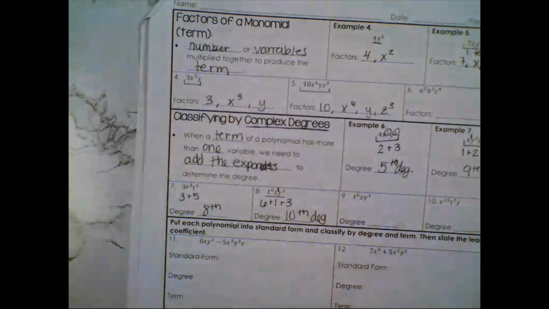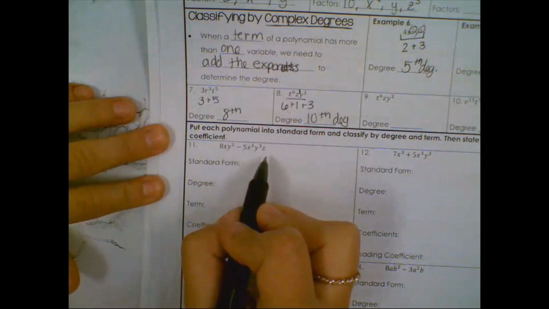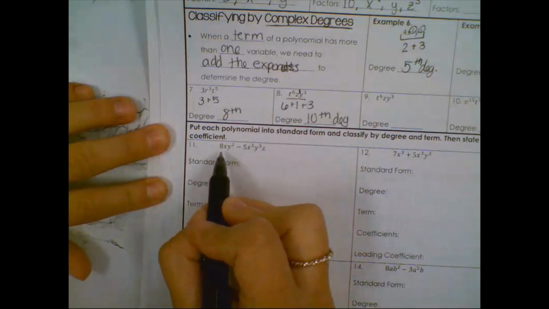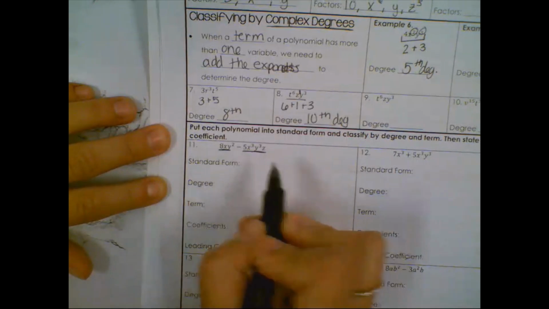So we're going to save these 2 for class as review. Now, putting it all together, we're still going to talk about the same stuff, putting something in standard form, talking about the degree, classifying by all of this stuff here. So first things first, when I want to put this in standard form, because this is a complex polynomial, I need to figure out the degree of each term.